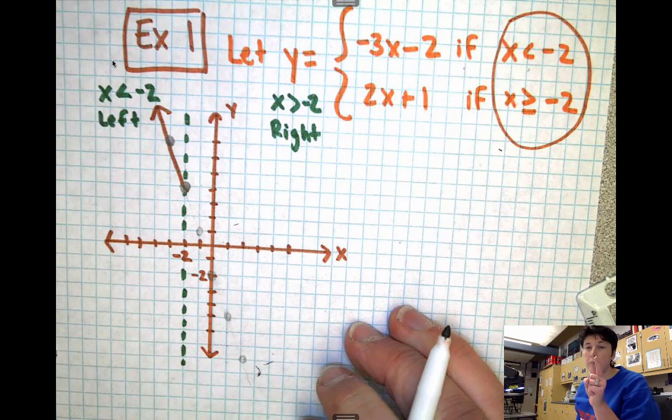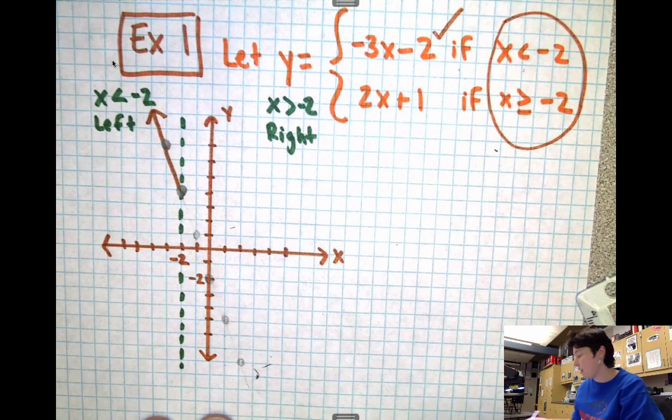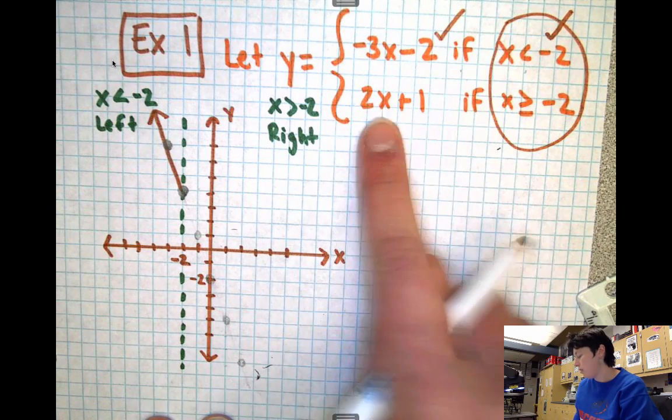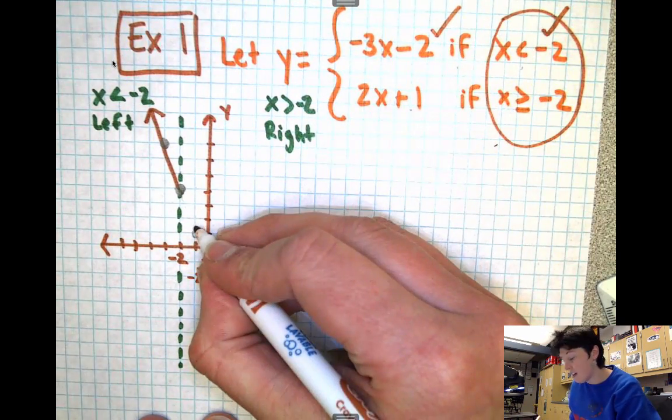All right, that's one piece of my graph. What I've just done is I've graphed this equation. I'm going to check it off, and I've done it on the less than side. Check. Now let's do this one, 2x plus 1. 2x plus 1 starts at +1. It starts here at 1.